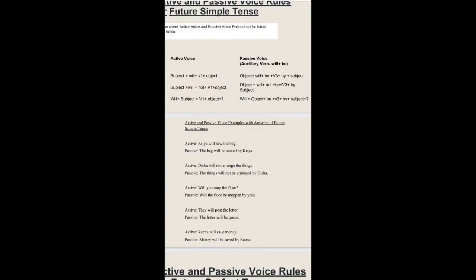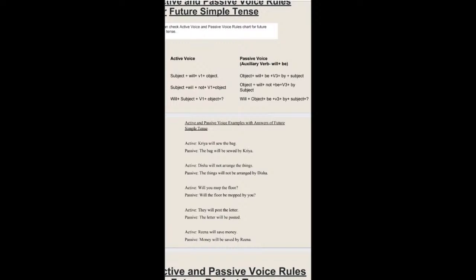Whenever you have question sentences, when you are changing it to a passive sentence, you have to keep in mind that the first word, which shows that it is a question, will be the same. That will be in the beginning, then the object, then since it is future, you will keep the "be" in the middle: be mopped by you. In the rules, it is given very clearly: will plus object plus be plus V3 plus by plus subject. You see.